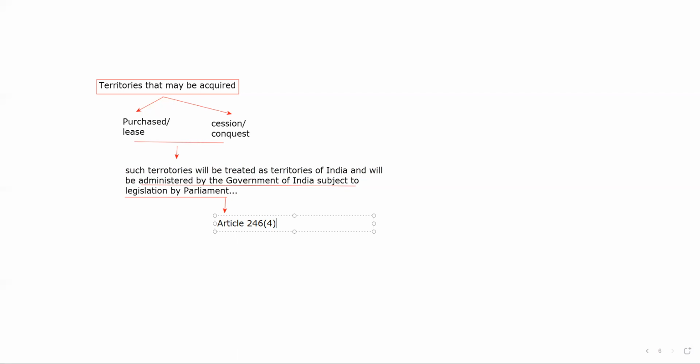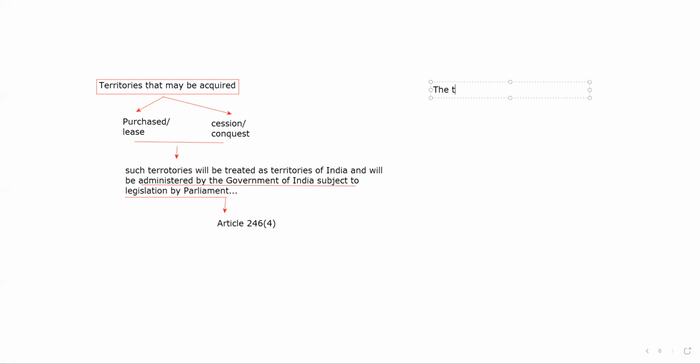In Article 1, clause 1, it is said that India, that is Bharat, is a Union of States. In Article 1, clause 2, it is said that the states and the territories thereof shall be specified in the First Schedule. In clause 3, it is mentioned that the territory of India shall include the following: states, UTs and the acquired territories.